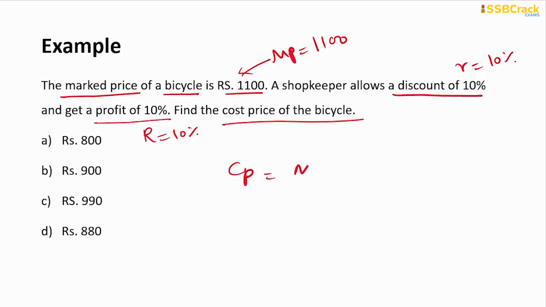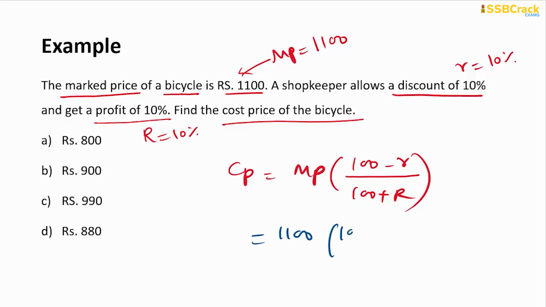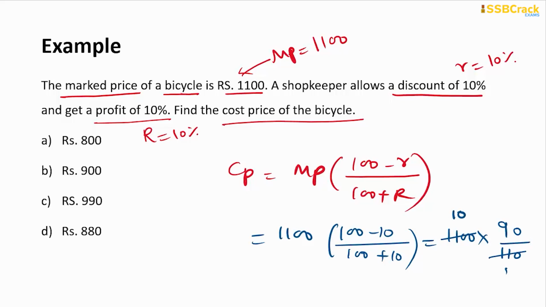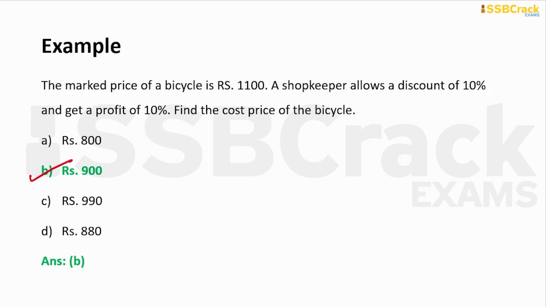So we have the CP formula. How did you remember? MP will accompany the term 100 minus r upon 100 plus R. For profit, it will always be a plus indicative. So you can easily remember this formula. So let's substitute then. To get the CP, MP we have 1100, 100 minus small r we have 10 and 100 plus capital R we have 10. So we are getting 1100 into 90 upon 110. Isn't it? So 110, 110 cancel. So very simple, 900 rupees is the cost price, right? And that gives us the right key for this particular question, option number B.